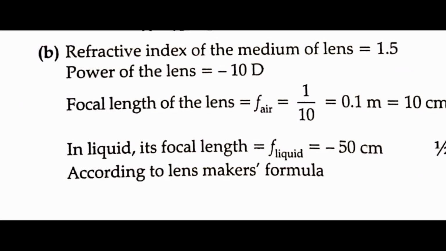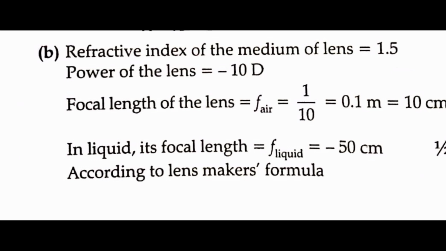So the focal length of the lens becomes F. Here, by using the power equation, we can find the focal length. Power P is equal to 1 by F, so F will be equal to 1 by 10, which is 0.1 meter or 10 centimeter.